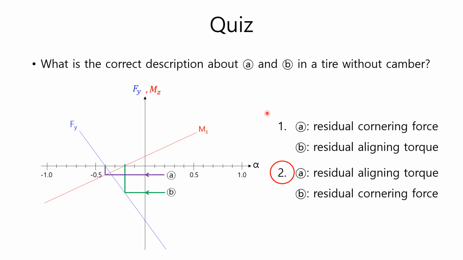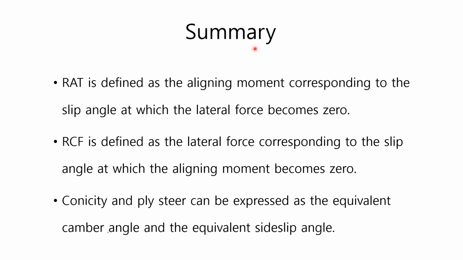The answer to the quiz is number 2. A is residual aligning torque and B is residual cornering force. Here we have a summary. Residual aligning torque is defined as the aligning moment corresponding to the side slip angle at which the lateral force becomes 0. Residual cornering force is defined as the lateral force corresponding to the slip angle at which the aligning moment becomes 0. Conicity and Ply Steer can be expressed as the equivalent camber angle and the equivalent side slip angle.